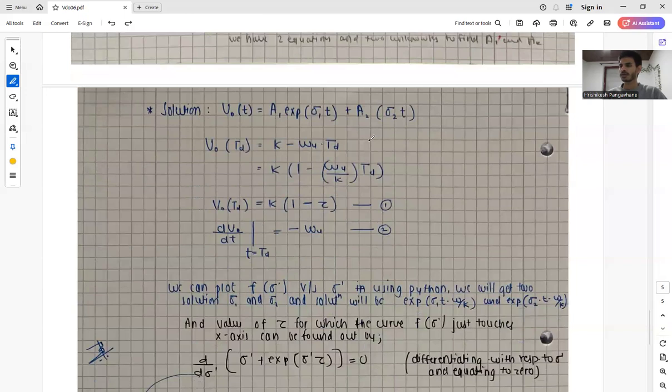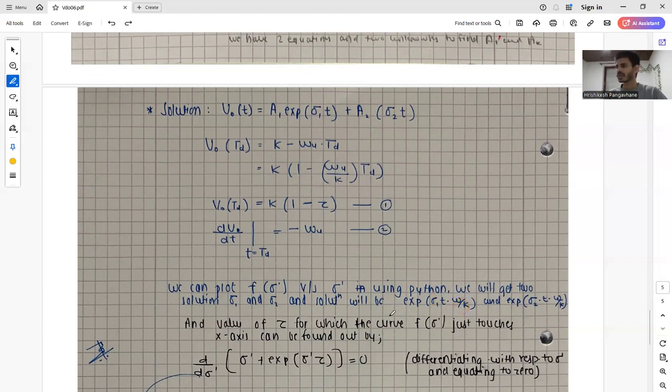And thus we can find the plot of the function of sigma prime versus sigma using Python, and we will get two solutions, sigma 1 and sigma 2, and the solution will be basically putting the values of sigma 1 and 2 and normalizing it with omega by k times t. So basically what am I talking about?